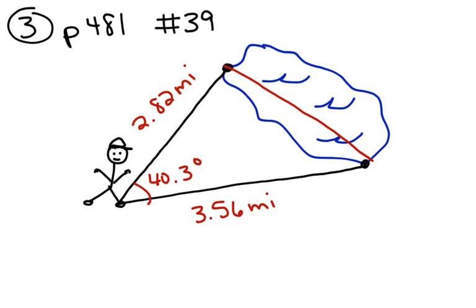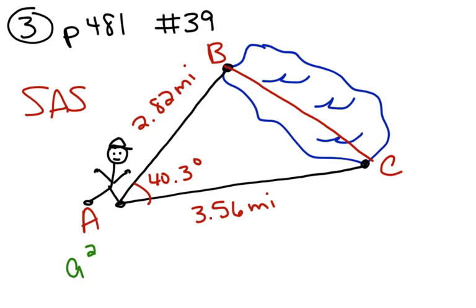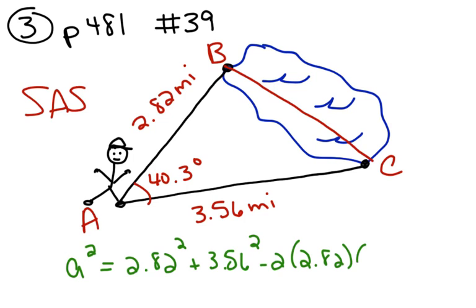So we want to find this distance here. Again, it may help for you to call this triangle ABC. Whenever you have side angle side, this is going to be the law of cosines. So the law of cosines says that side A squared is going to equal the sum of the squares of the other two sides minus 2 times the other two sides times the cosine of the angle between them. Sorry, I'm running out of space here.